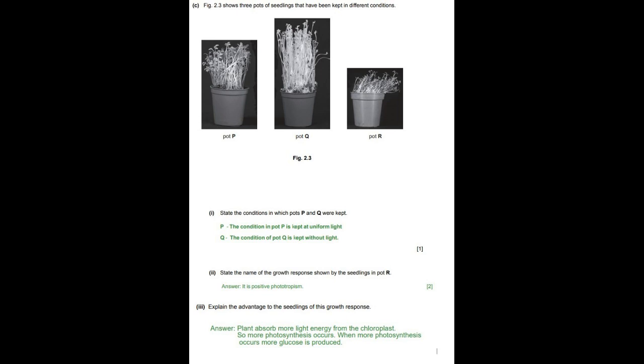Explain the advantage to the seedlings of this growth response. Plants absorb more light energy through the chloroplasts, so more photosynthesis occurs. When more photosynthesis occurs, more glucose is produced.